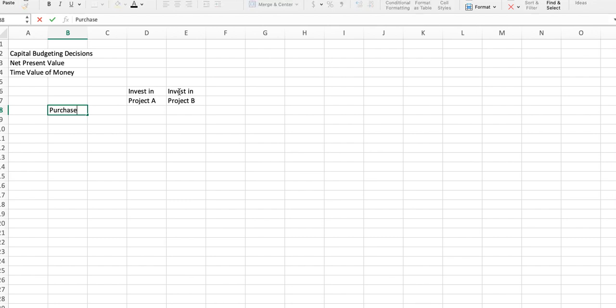So for either one of these, we have the purchase of the investment required, whether that might be a machine or whatever it might be. I'm not going to put the dollar amounts in there yet. And then we have annual cash inflows. And sometimes cash inflows can be savings, which is the same thing. We look at it the same way.